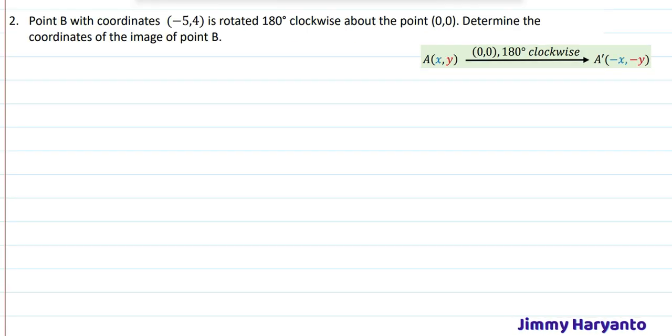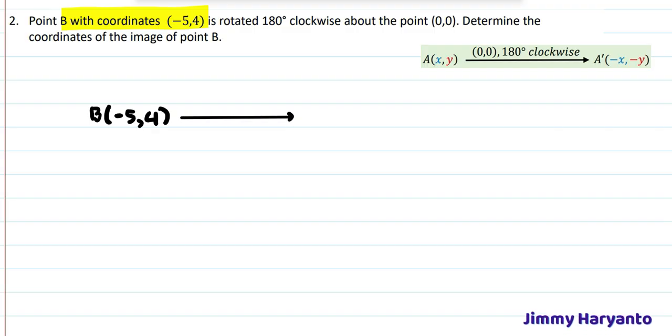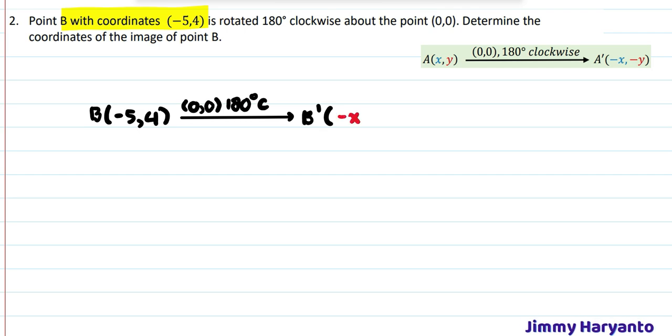Next, question 2, point B, with the coordinates of negative 5, 4. Let's rewrite it like this: negative 5, 4, and then the question says 180-degree clockwise about 0, 0. So for 180-degree clockwise, the formula says it will become negative x comma negative y.